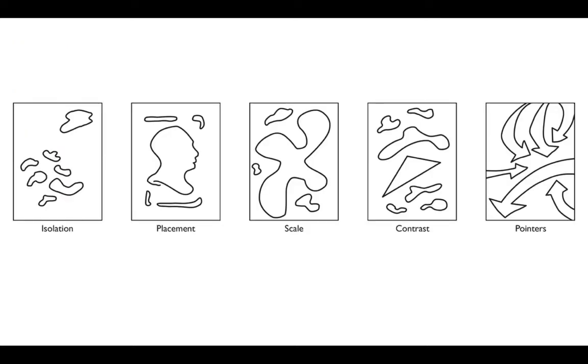Some easy, introductory ways to think of this are isolations. We put an element all by itself, and that space gives it attention. Think about its placement as well. Remember, centered is safe. Smack dab in the center is safe. Think about the scale of that element, and the contrast of that element.